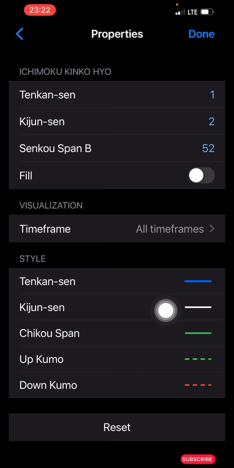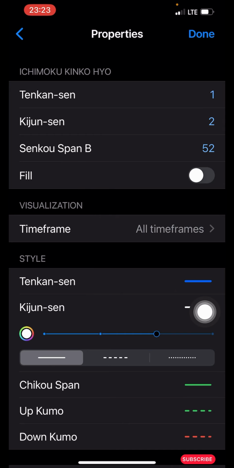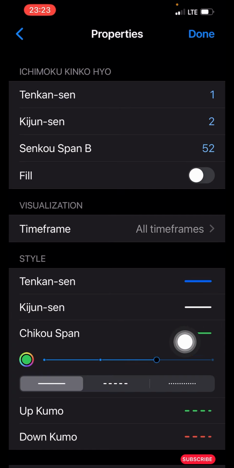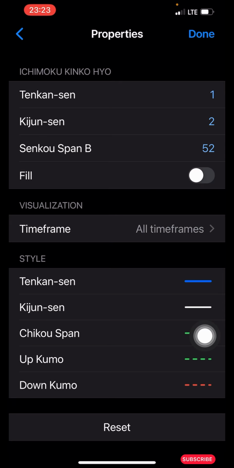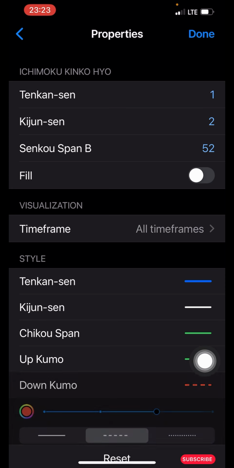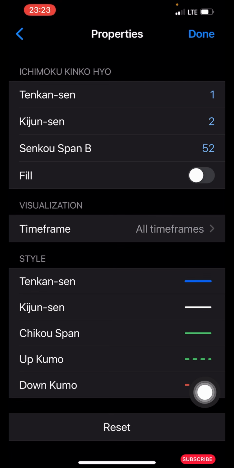Under the style you can see the colors. The Tenkan Sen is color blue, 4 pixels. Kijun Sen is color white, 3 pixels. The Chikou Span is color green, 3 pixels also. The up Kumo is color green, 3 pixels. Down Kumo is color red, 3 pixels. So that's all the setup for the Ichimoku.